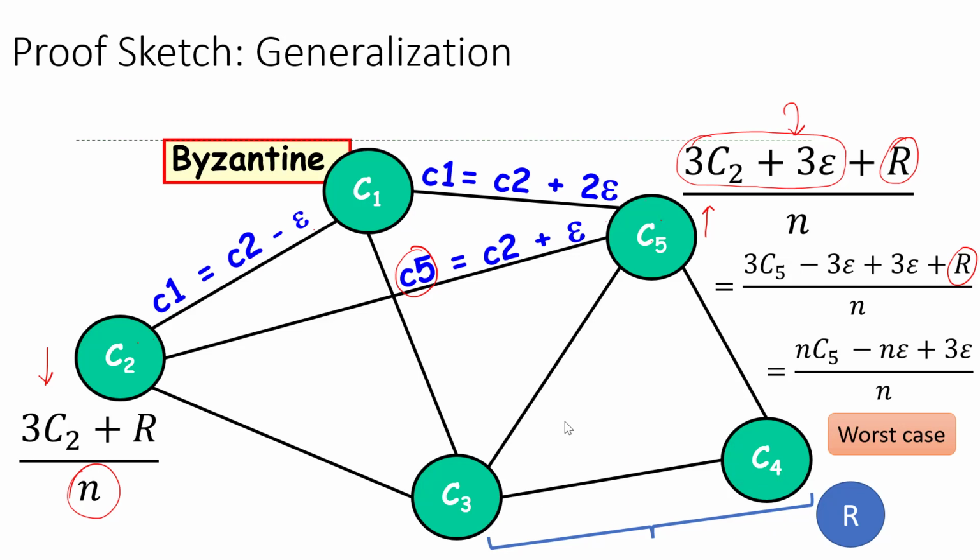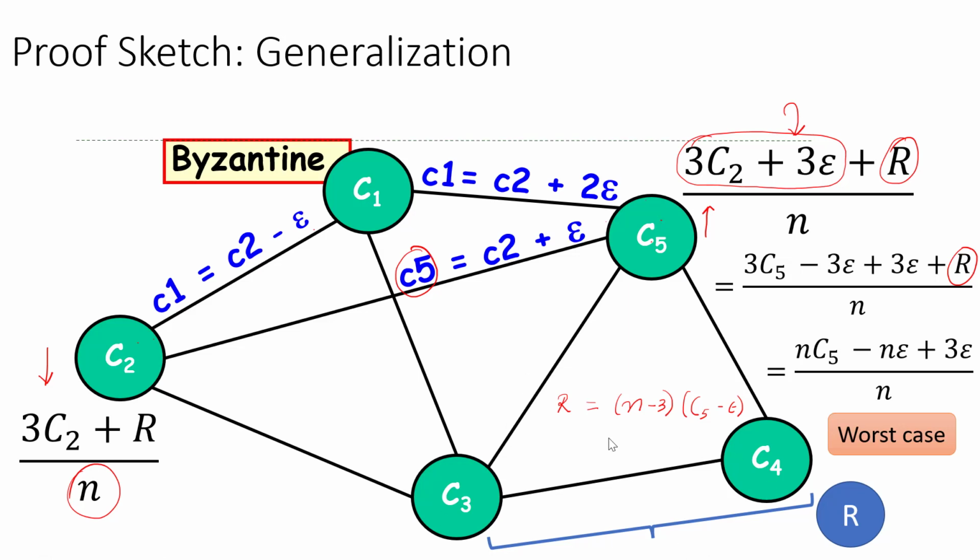So where R is the sum of the clocks of the rest of the nodes. So we can basically say that if we set R as n minus 3, multiplied with C5 minus epsilon, this will be the lowest possible value of R, right? It cannot be lower than that. Otherwise, C5 will start discarding the values.